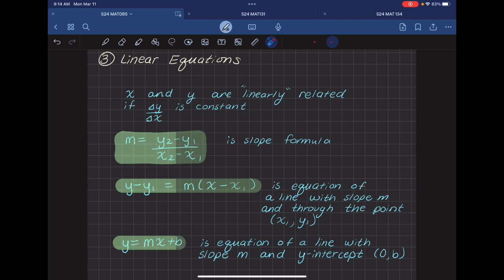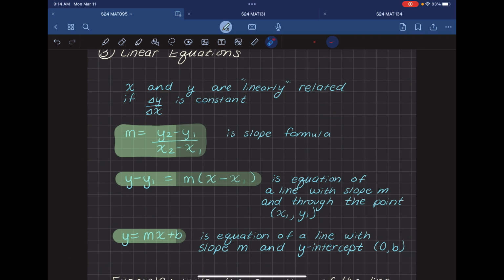So expanding this out, this is our slope formula. m is equal to y2 minus y1 divided by x2 minus x1. That's between any 2 points, x1, y1, and then x2, y2. And if we rearrange this, we'll end up getting our point-slope formula for a line. So this equation right here gives us the equation of a line where m is the slope of the line and x1, y1 is a point on the line.